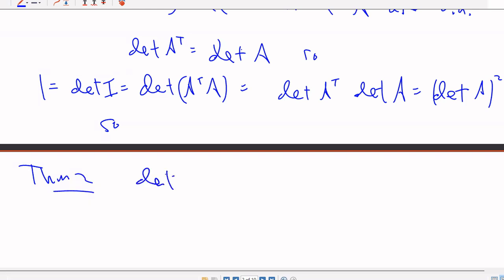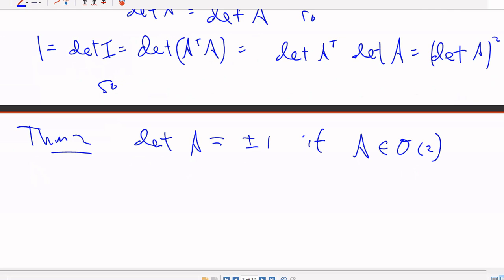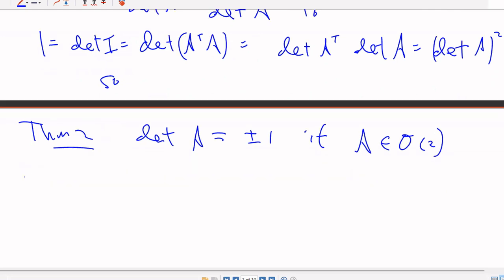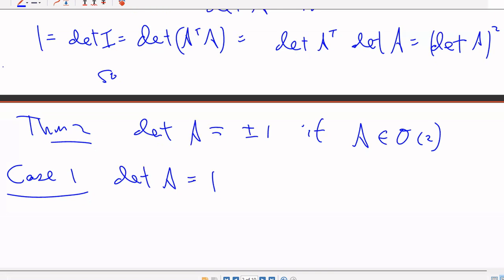The determinant of A is equal to plus or minus one if A is an O2. So there are two cases we can consider, plus one and minus one. All right, let's call this case one, determinant A is equal to one. So what are the possibilities when the determinant of A is equal to one?